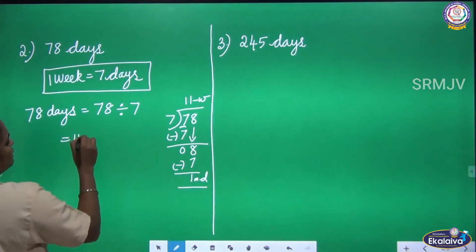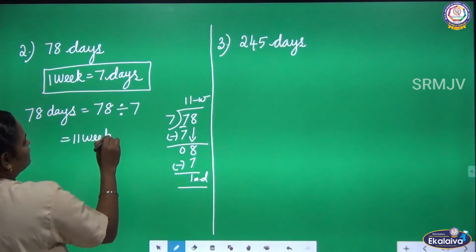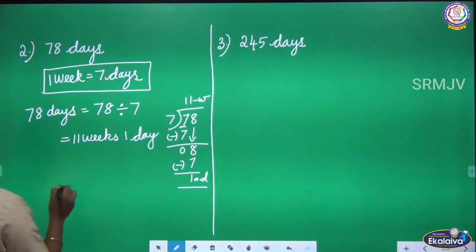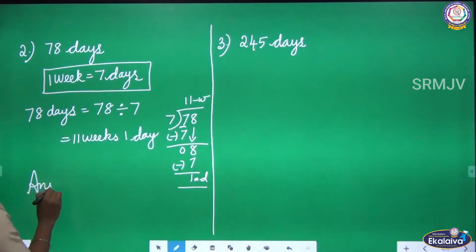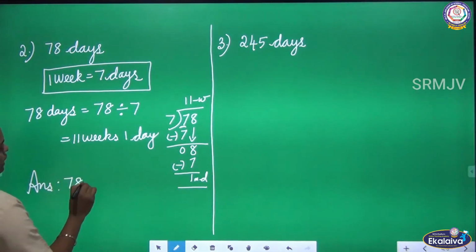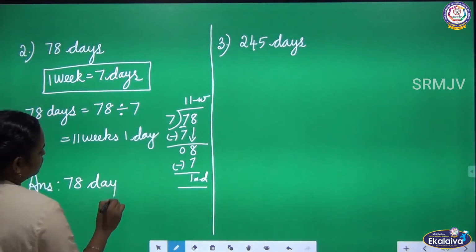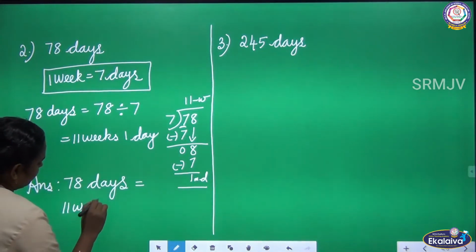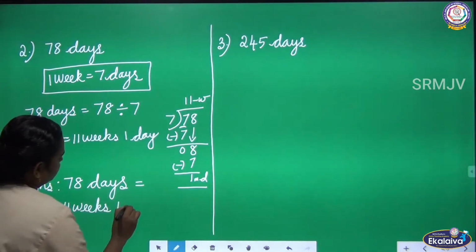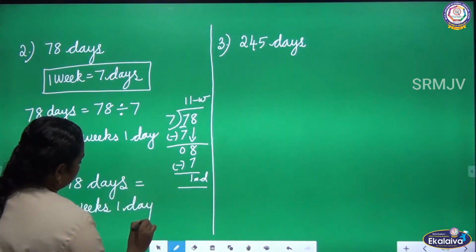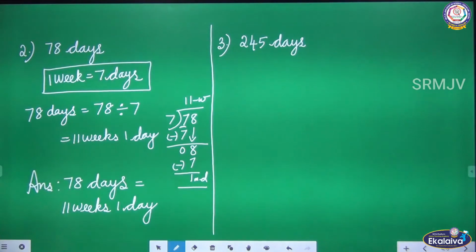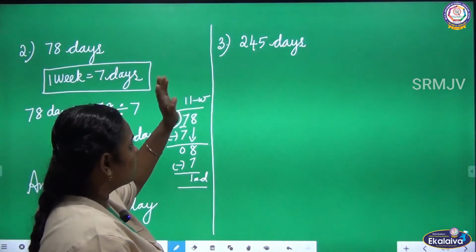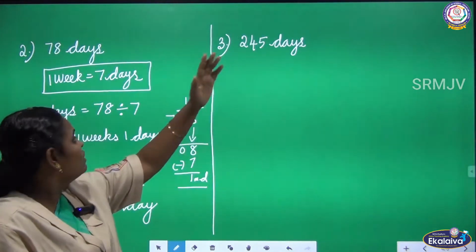So how many weeks? 11 weeks, then 1 day. So the answer is 78 days equal to 11 weeks and 1 day. Next, 245 days. So we are going to convert these days into weeks.